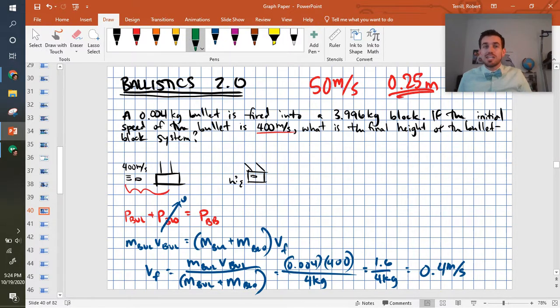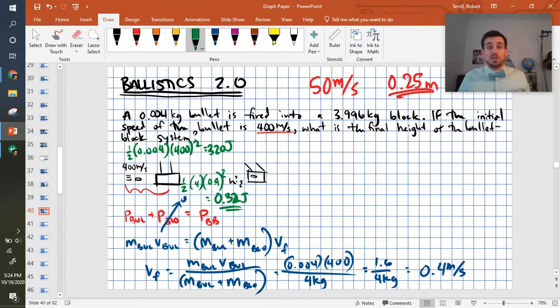It's interesting here to compare the kinetic energy of that bullet before it hit to the kinetic energy of the system afterwards. So before it hits, we have 1/2 times the mass of our bullet, 0.004, times our velocity, 400 squared. That comes out to 320 joules. Afterwards, it's 1/2 times 4 times 0.4 squared, which works out to be 0.32 joules. That is a significant and huge loss of energy.